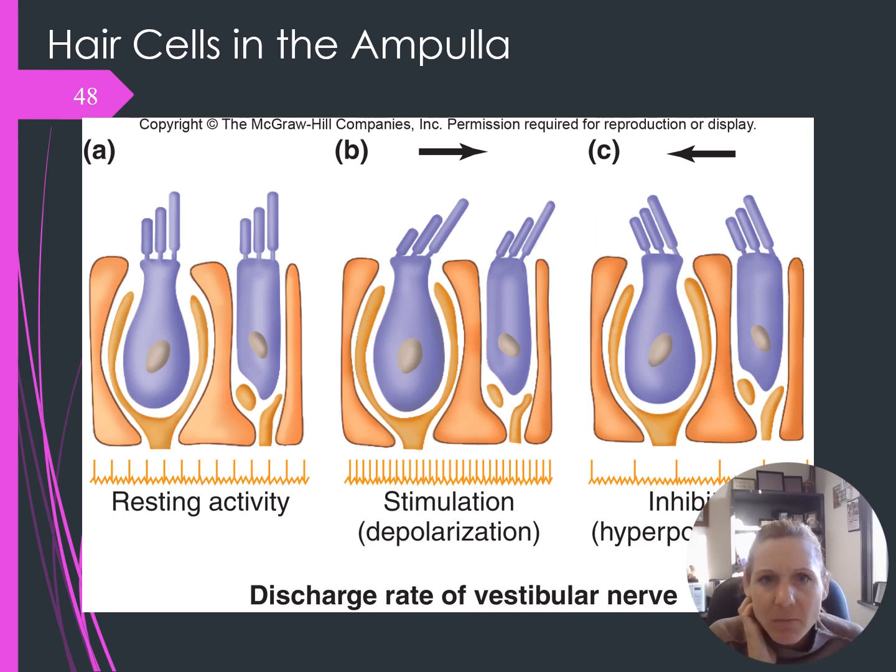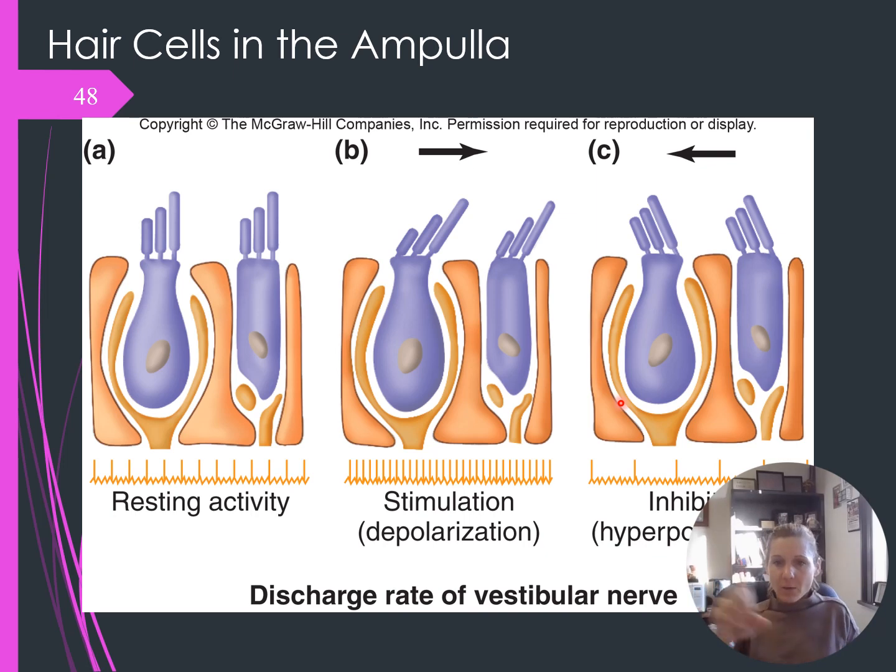Okay, so here you can see what's happening within these hair cells. During resting activity, you can see that we're receiving some feedback, but not a lot. And then as we start to stimulate them because we're creating a spinning motion, the depolarization rate is going to increase in frequency. And then you can see inhibition, or hyperpolarization, occurring as well.